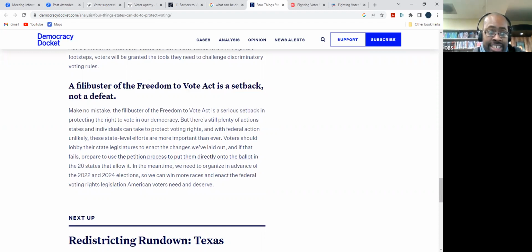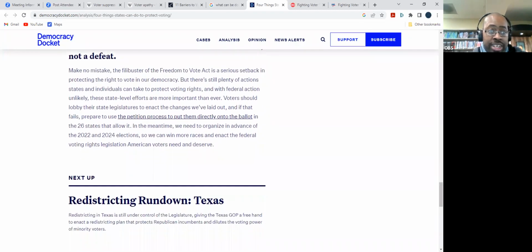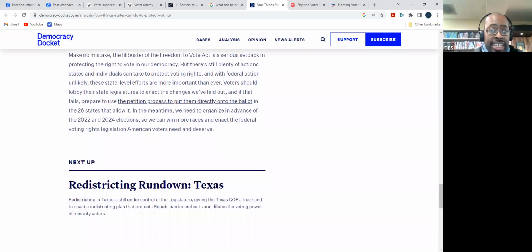Voters should lobby their state legislators to enact the changes that were laid out here. And if that fails, prepare to use a petition process to put them directly on the ballot. 26 states allow this. So if your state allows this, start a petition and have it put on the ballot. In the meantime, we need to organize and advance.